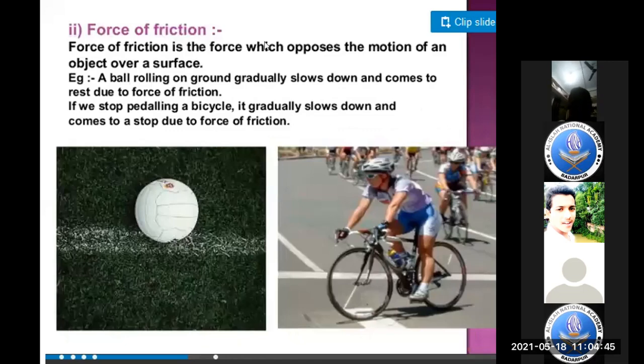Here you can see force of friction. Force of friction is the force which opposes the motion of an object over a surface. For example, a ball rolling on the ground gradually slows down and comes to rest due to force of friction. Suppose you are playing football. When you give a kick, first it goes so speedily or not? After some time it goes slowly, correct? For that, the force of friction on the ground, it is rolling. So due to force of friction, it became slow.